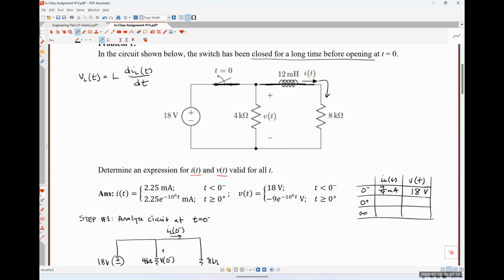wire. Okay. So that means I have this 18 volt source connected in parallel to this 4 kilo ohm resistor connected in parallel to this 8 kilo ohm resistor. Since all of them are in parallel, I know that the voltage drop across the 8 kilo ohm resistor is 18 volts. And so using Ohm's law, 18 volts over 8 kilo ohms is 9/4 of a milliamp. Okay, yes, sir. Any other questions about our analysis at t is equal to 0 minus?